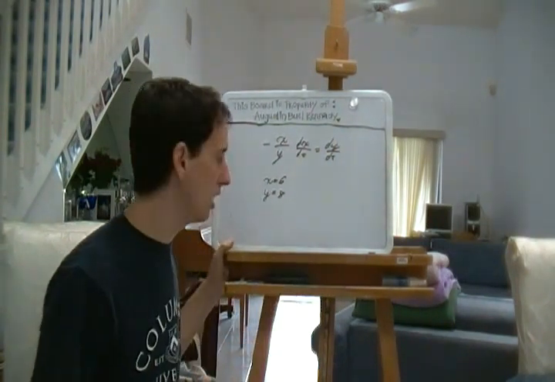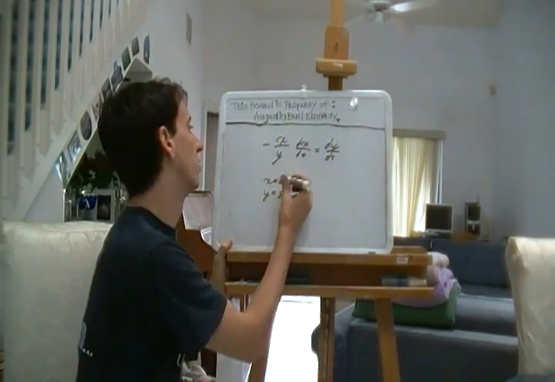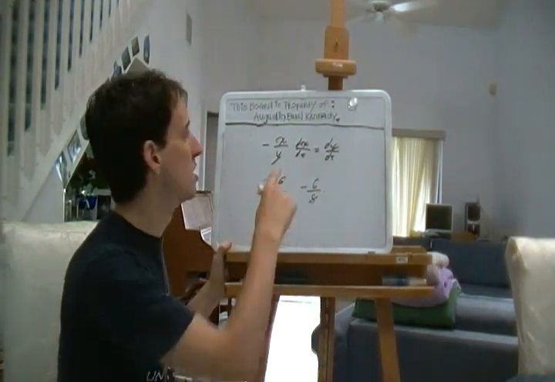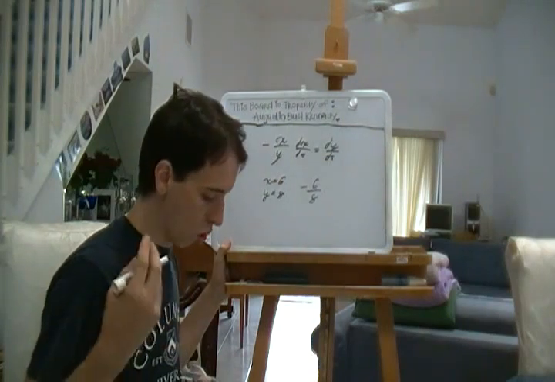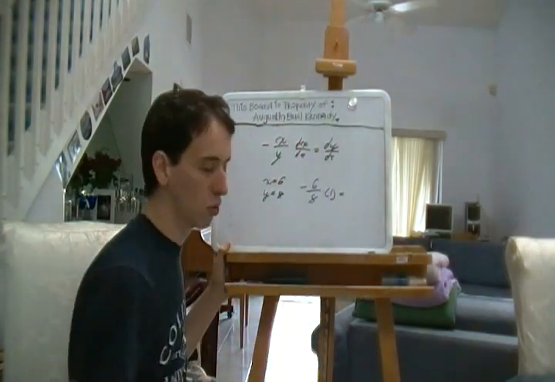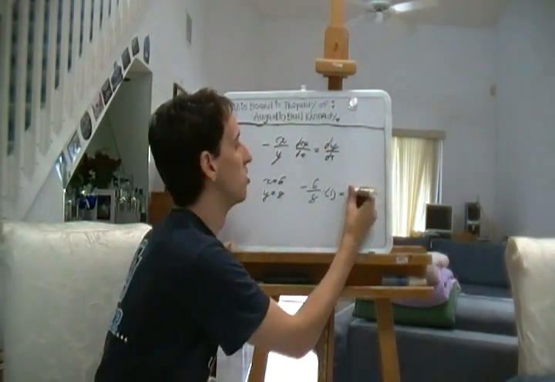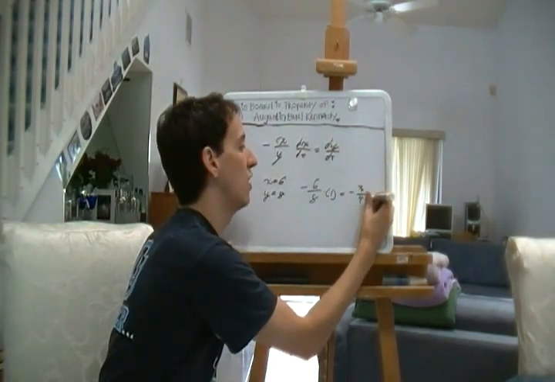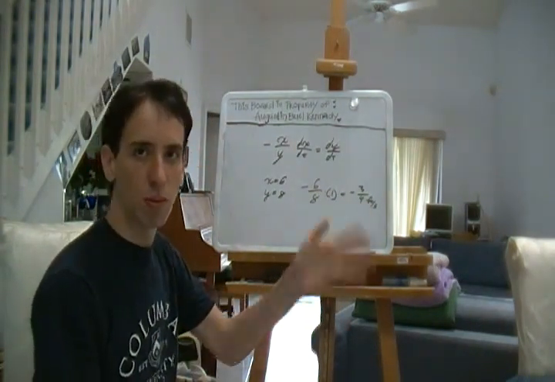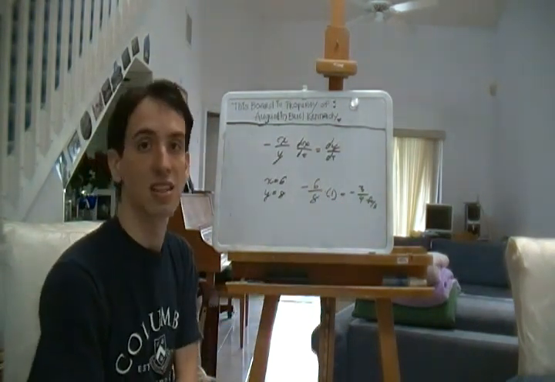So we have negative 6 eighths times dx/dt, which is 1 foot per second, so times 1, equals dy/dt, which is negative 3/4 feet per second. It's going to be the same feet per second as was in dx/dt.